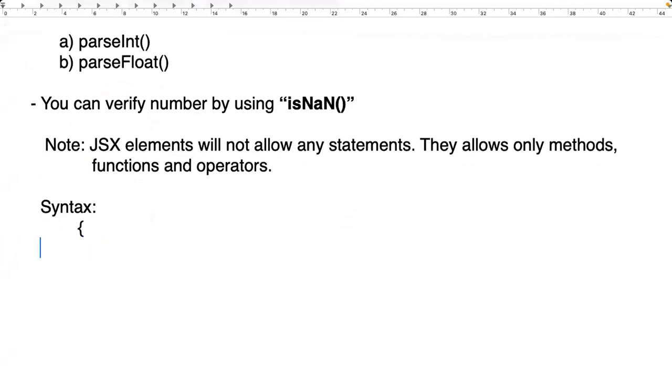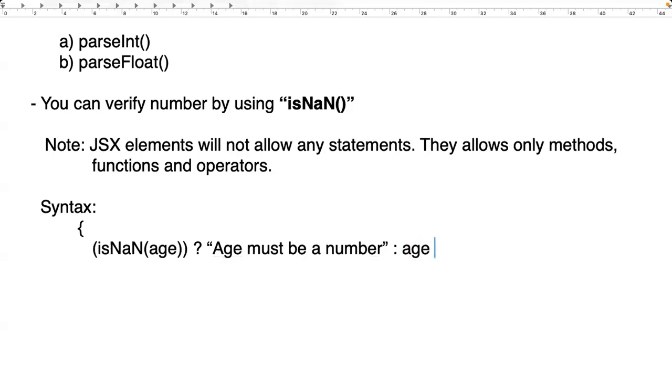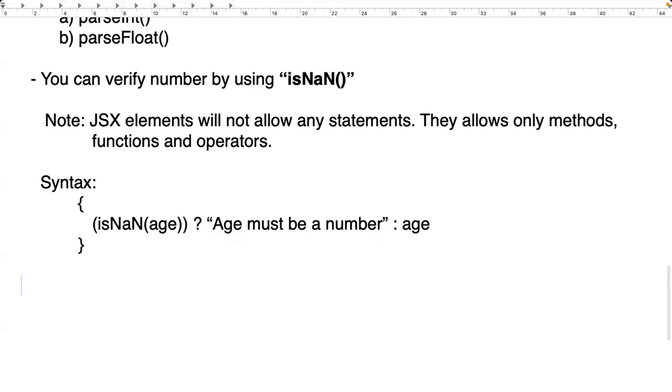So a ternary operator. So here we have isNaN and this is some age. If it is not a number, question mark, then age must be a number. Otherwise, you should just print the age. Like this, we can define some logic. Remember, these are not examples. These are just only syntax. Because after knowing this, we can implement in an example.